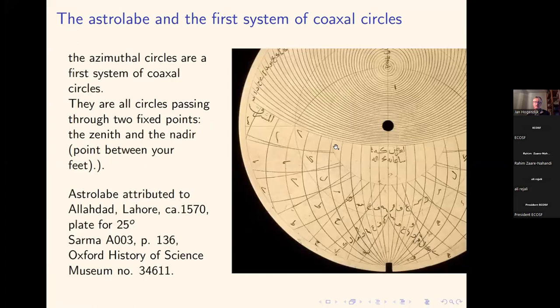In the astrolabe which was attributed to Al-Haddad by Professor Sharma, so probably correct, you can see the azimuthal circles are here. I have taken this picture because you can see here that the azimuthal circles also pass through another point here, which is below the horizon, and that's the nadir. Of course, an Arabic word also, nadir, the point corresponding to the zenith, this point below your feet.